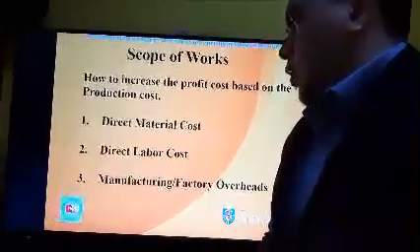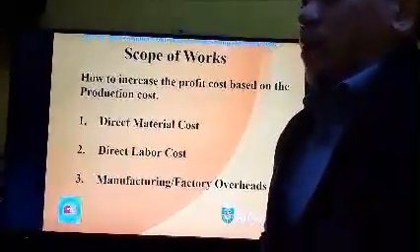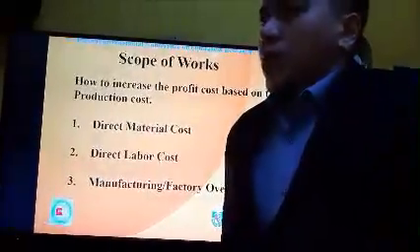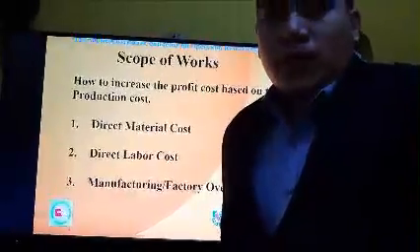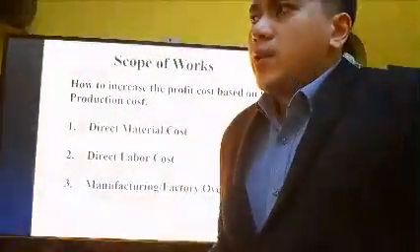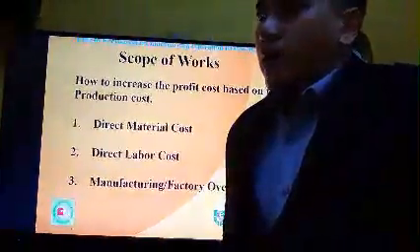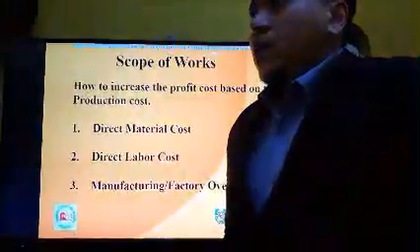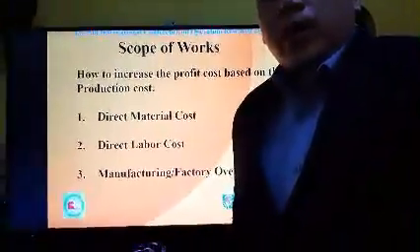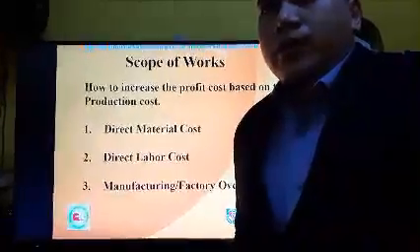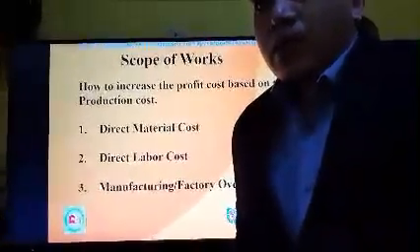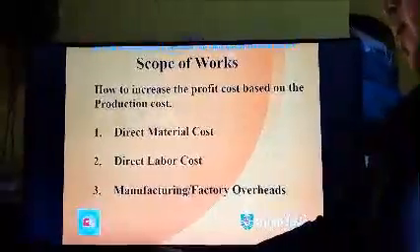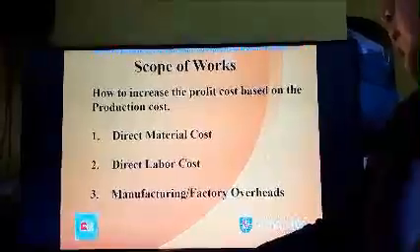So, the direct labor cost. For the direct labor cost, if we can reduce it and move into an automation system, it will reduce the labor cost every month and every year. That's why many manufacturing companies already implement automation to reduce the labor cost. The third is manufacturing and factory overheads.